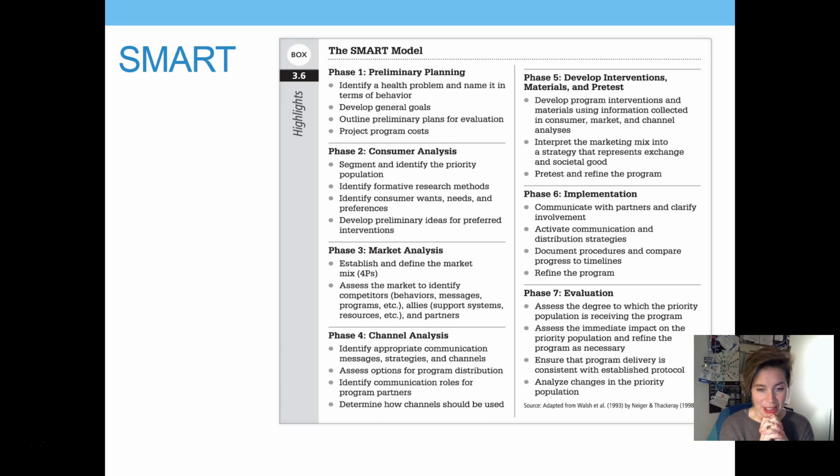I know this gets complicated. The next phase in SMART is channel analysis. So you're identifying appropriate communication messages and strategies. This is an art all to itself.